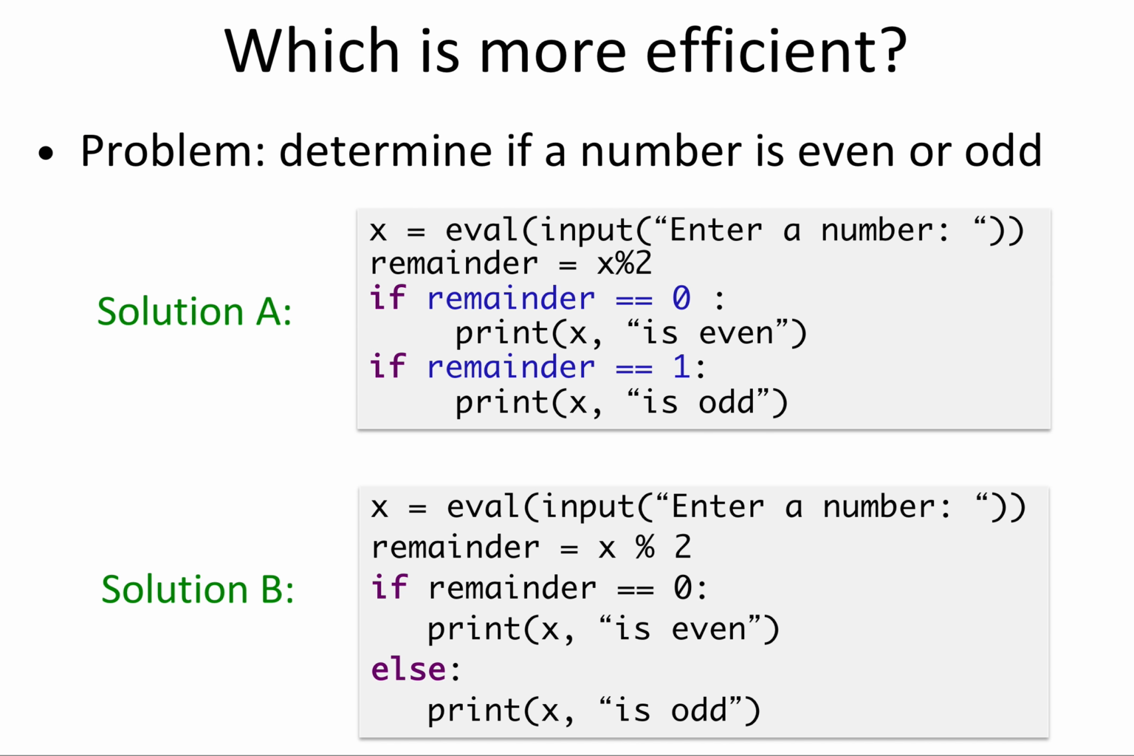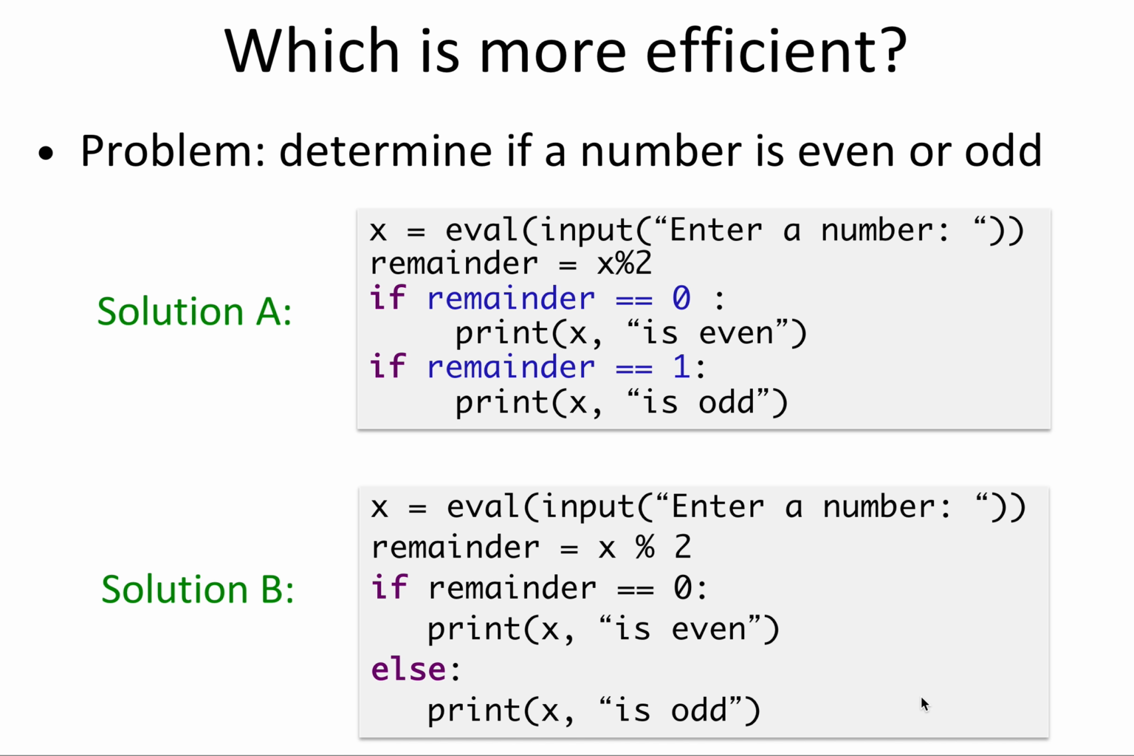And one final question. Now that we're starting to build bigger programs, we can ask questions about solutions and which ones are more or less efficient. So for example, here we have 2 different solutions to the same problem. We want to determine if a number is even or odd. Solution A is going to consist of 2 ifs, not an if and an else, but 2 ifs. If remainder equals 0 and if remainder equals 1. Then we're printing out whether the remainder is even or odd. In solution B, we're saying if remainder equals 0, print even, otherwise print odd.